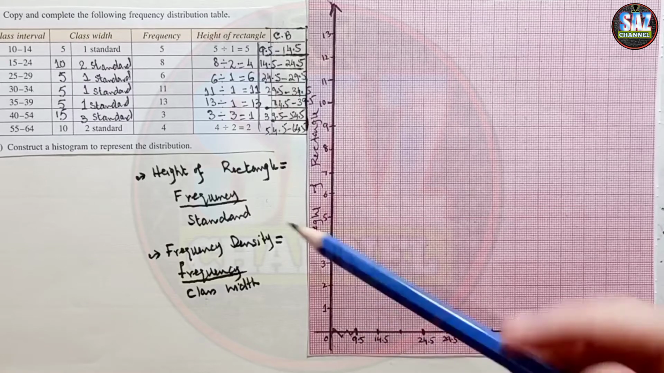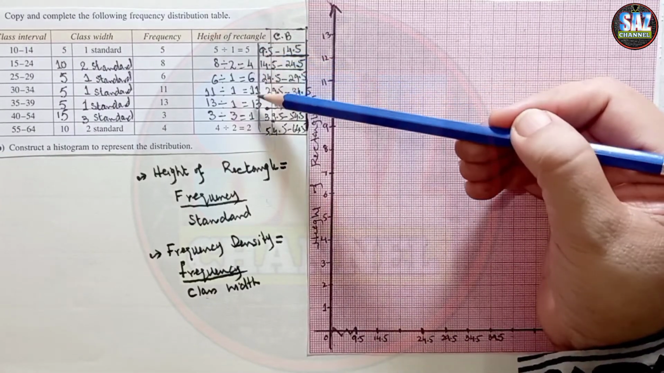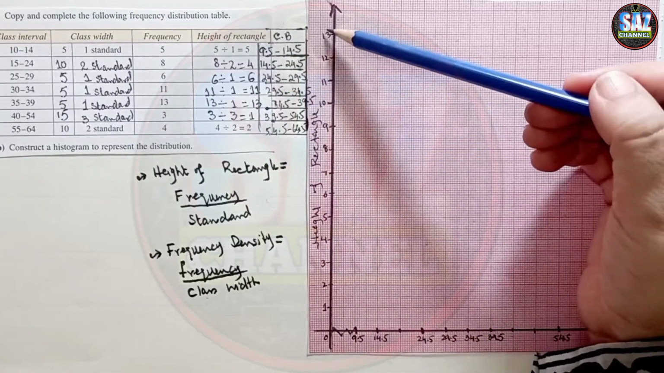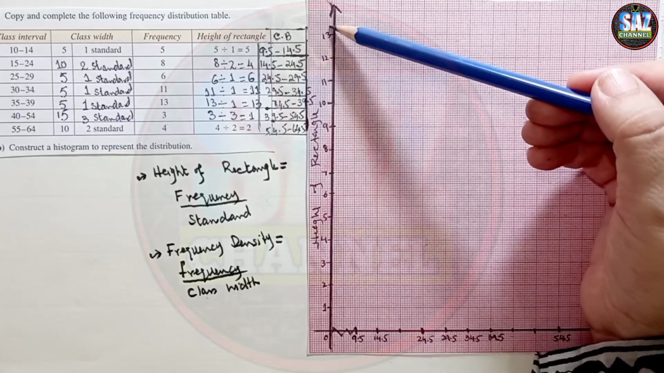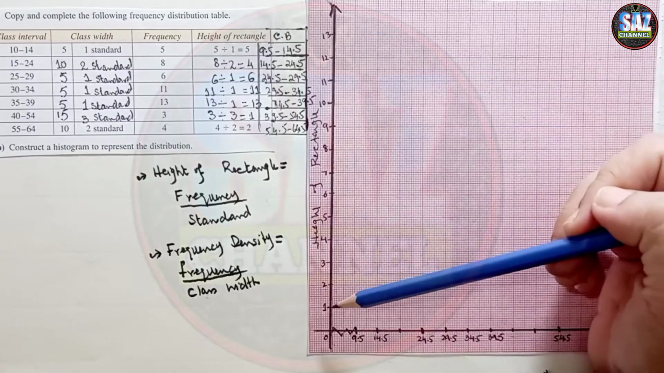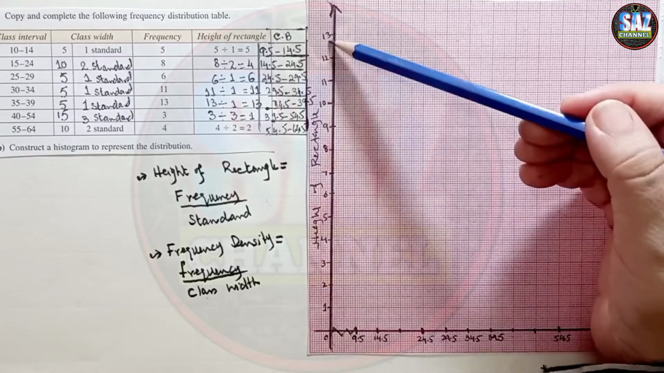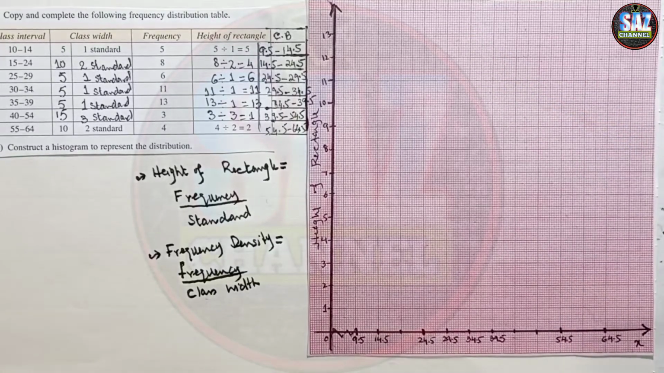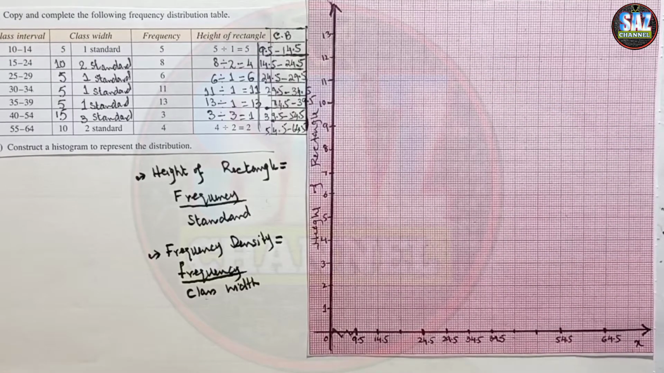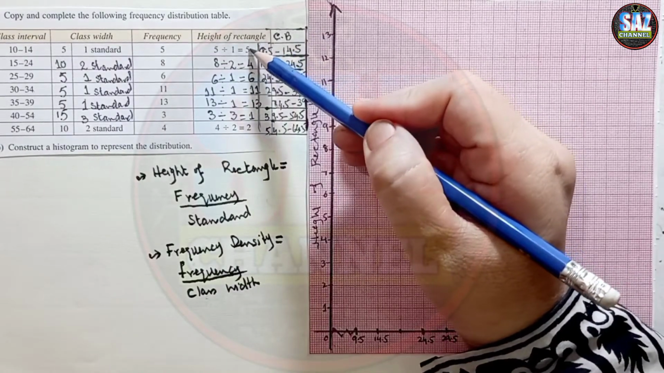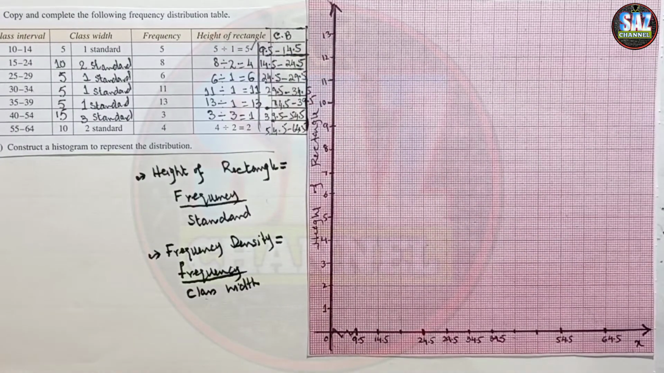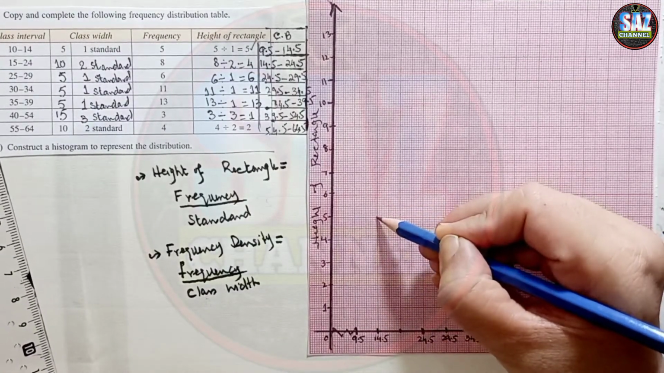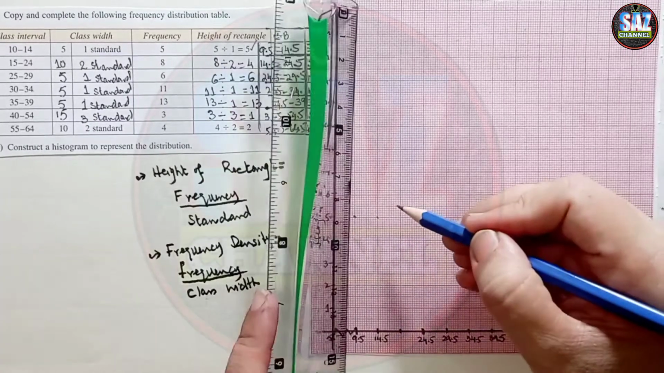Coming to the frequency column, we can see the highest frequency here is 13. So we have to adjust our frequency column in such a way that we can accommodate 13 here. So I have taken the scale of 1 centimeter equals 1 unit on the y-axis. And now it's time for plotting all these frequencies on the graph. The first class has a height of rectangle of 5 units. So we have to reach in front of 5 and draw the rectangle at this place.